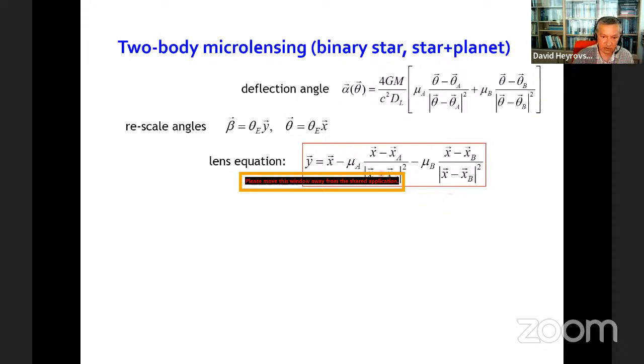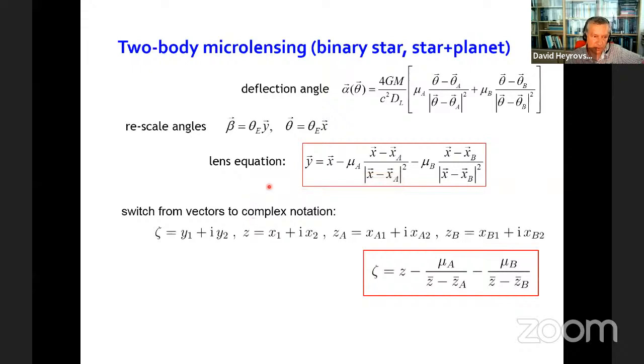So it's a vector equation. So you have, in fact, two equations. And it turns out that to solve this equation and to work with it, it's very useful to switch to complex notation. So you take the sky as the complex plane, you take one of these coordinates as the real component and the other as the imaginary component. So you can write the source position as a complex number, the image position as a complex number z, and of course the two lens component positions. And then you can write the lens equation. You just transform it into this form, which turns out to be very feasible for computations.